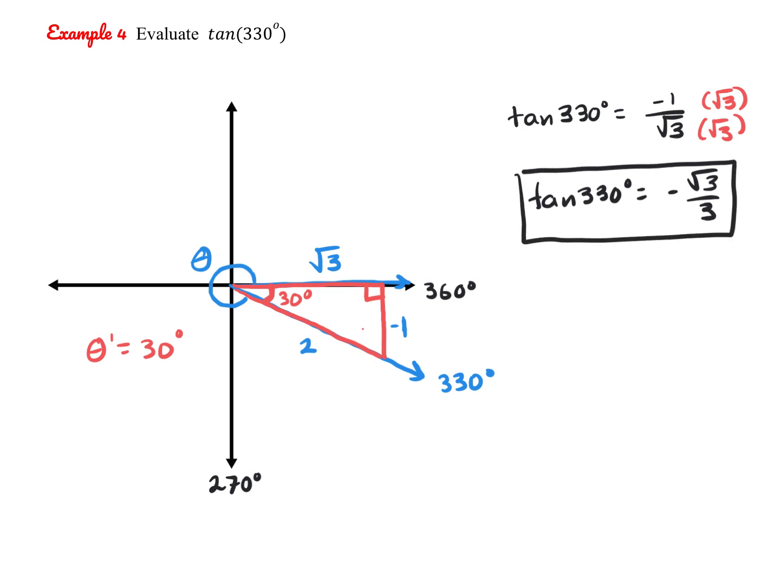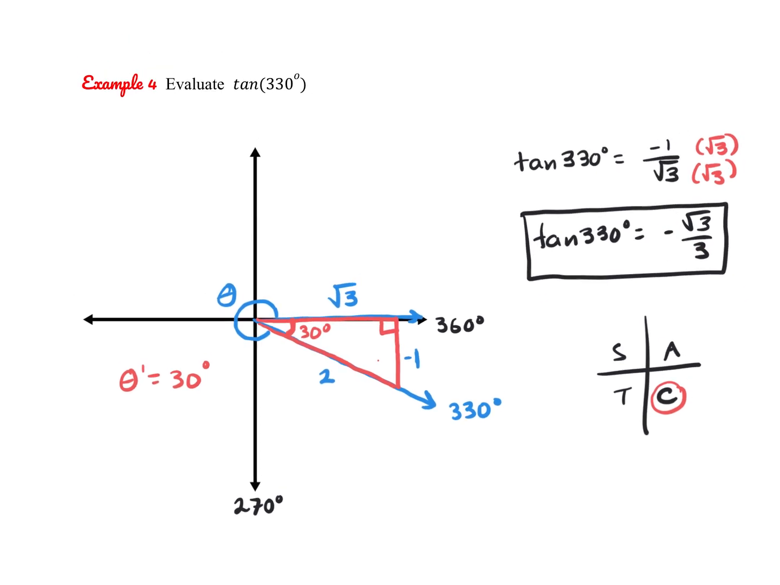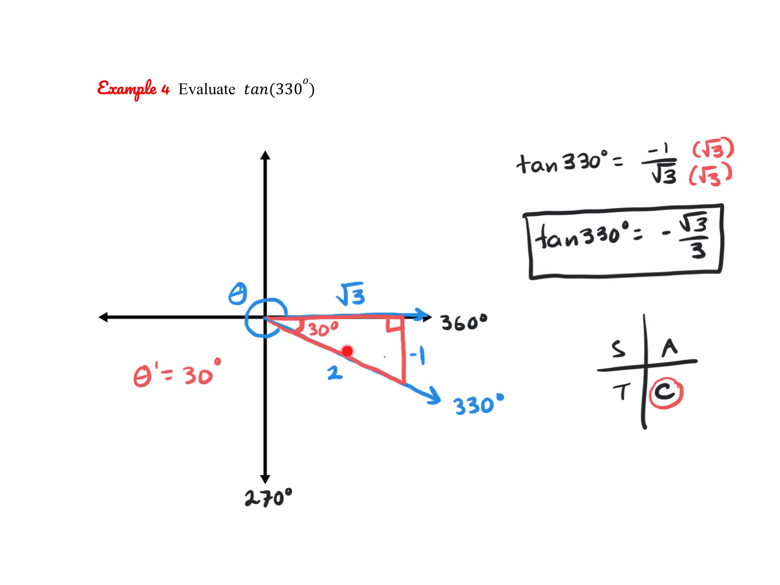And again, we can check with all students take calculus. In quadrant 4, cosine is positive. Remember, this shows us what's positive. So that means tangent should be negative. This would be a really good thing to check because it's super common that people will label this, but they'll forget the negative. So this could help you remember, oh yeah, my answer needs to be negative because only cosine is positive in this quadrant.